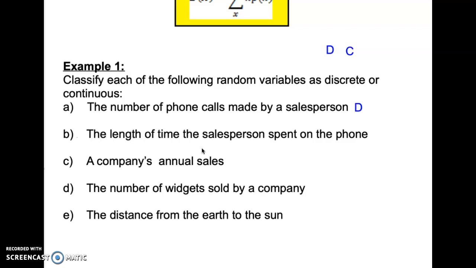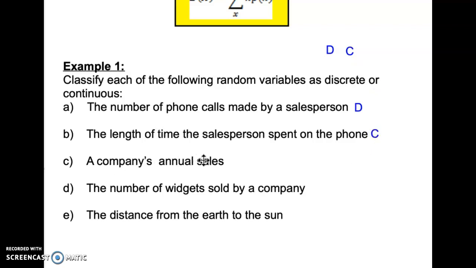B is the length of time that a salesperson spends on the phone. This one is going to be continuous because they don't jump from spending 1 minute to 2 minutes. They pass through all of the times in between. So that makes it continuous.